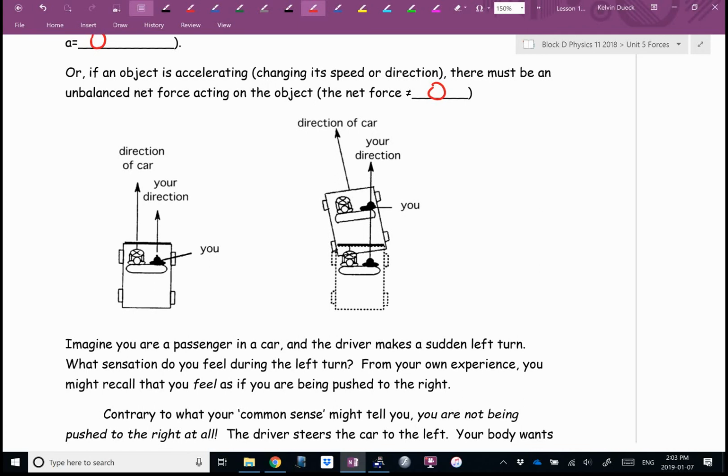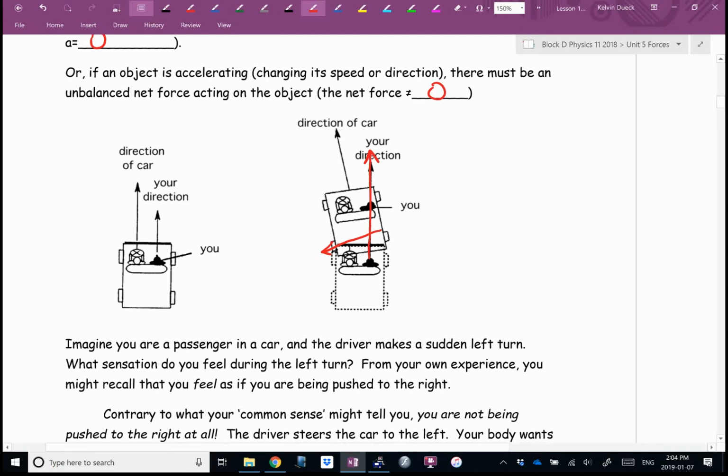That's not what's happening. Newton's first law says this, Jackson, your body wants to keep going in a straight line at a steady speed. And the only way that we can cause your speed to change is by applying a force on you. The door is actually pushing against you. You're not pushing against the door. The door is pushing against you, and that's what causes you to move around.